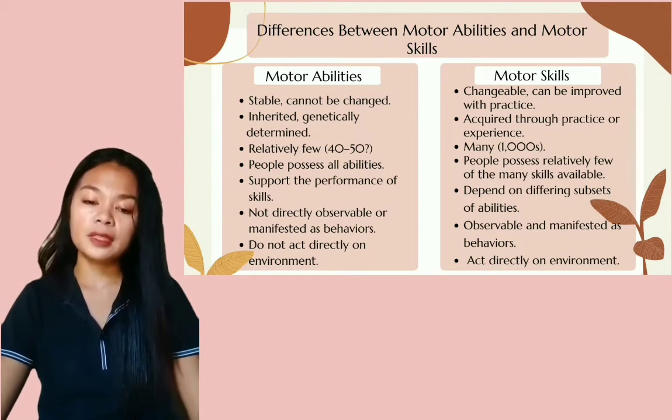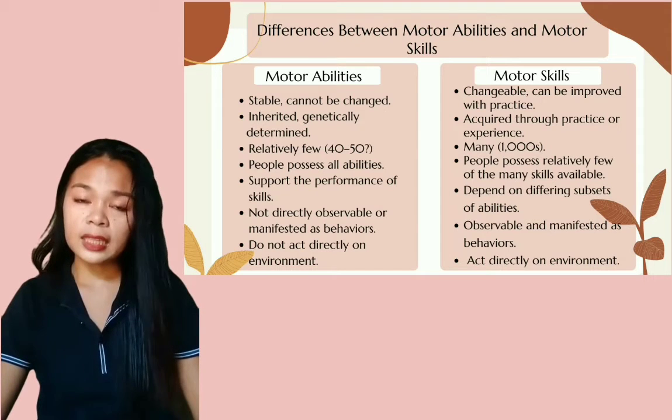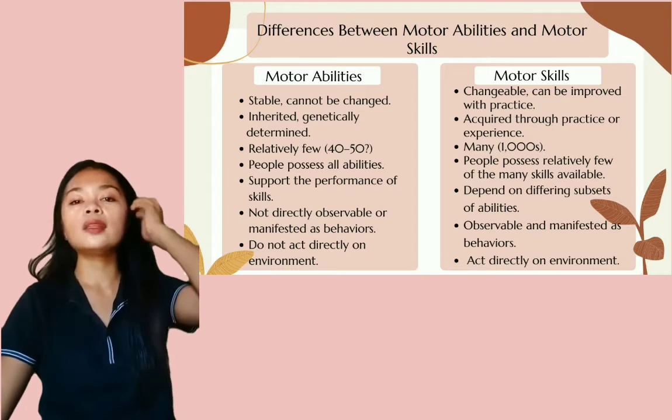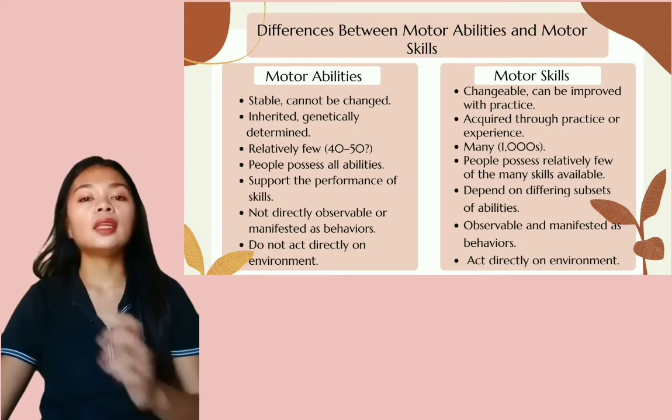Skills are observable and manifested as a behavior. And the last one is that they act directly in the environment.